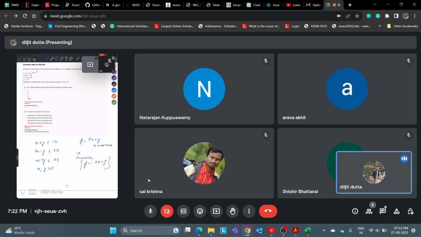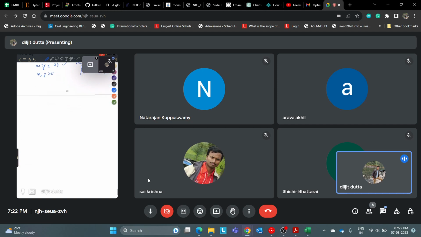The number of slack variables while solving the above problem by simplex will be equal to the number of constraints. So we'll need one slack variable here, one here, and one here. So we'll need 3 slack variables. So it will be 3. Next, the value of the objective function after the first iteration and the final iteration. For that we have to solve the simplex, so let us do it.